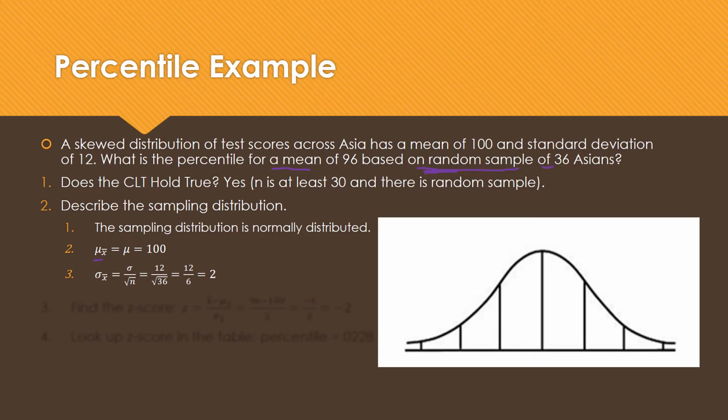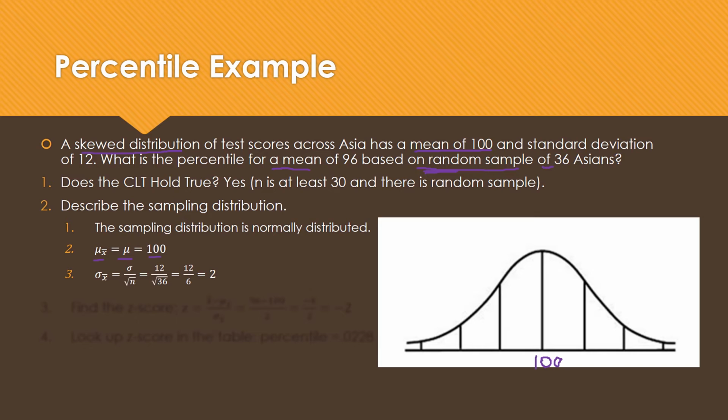Our mean of our sample means is equal to the population mean, and we know that is 100 because if we look up here, the skewed distribution, which is the population distribution, has a mean of 100. So we can go over here and say on our sampling distribution, the middle is 100.